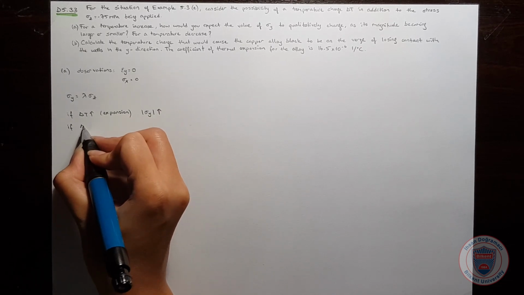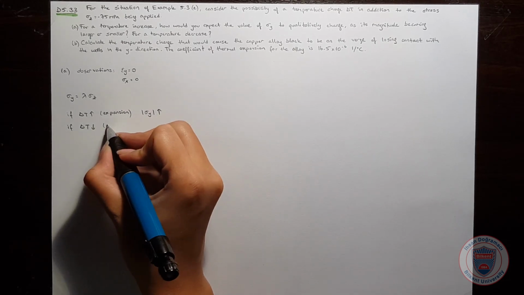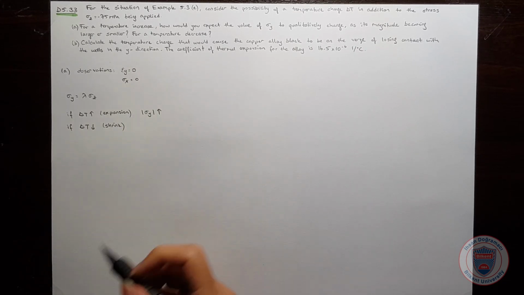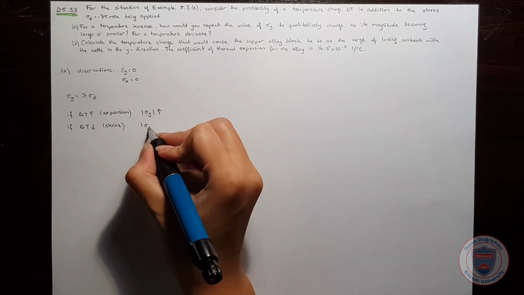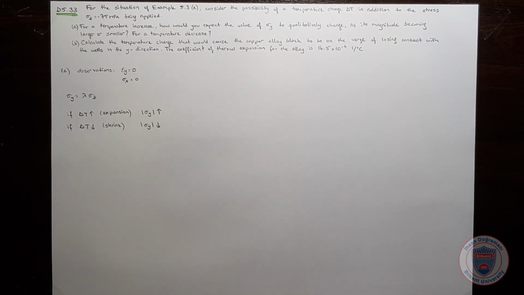Similarly, if we decrease the temperature, the material will shrink, and this will cause the value of sigma y to decrease. We are done with part A. Let's talk about part B.